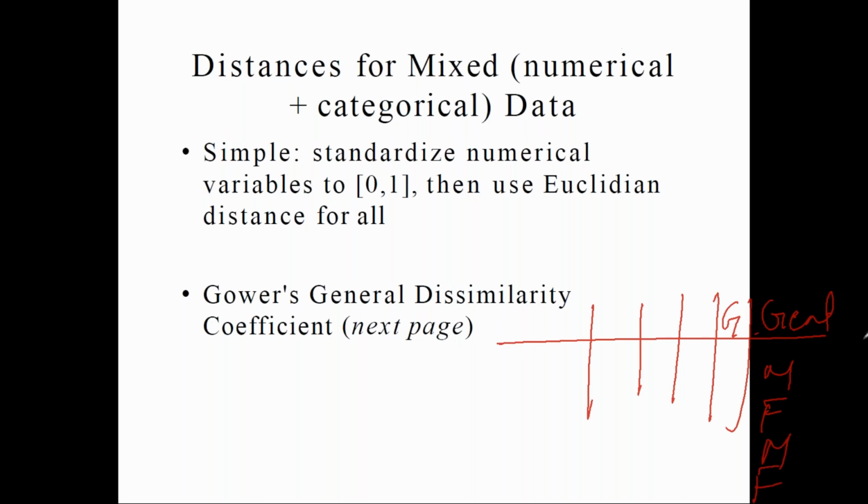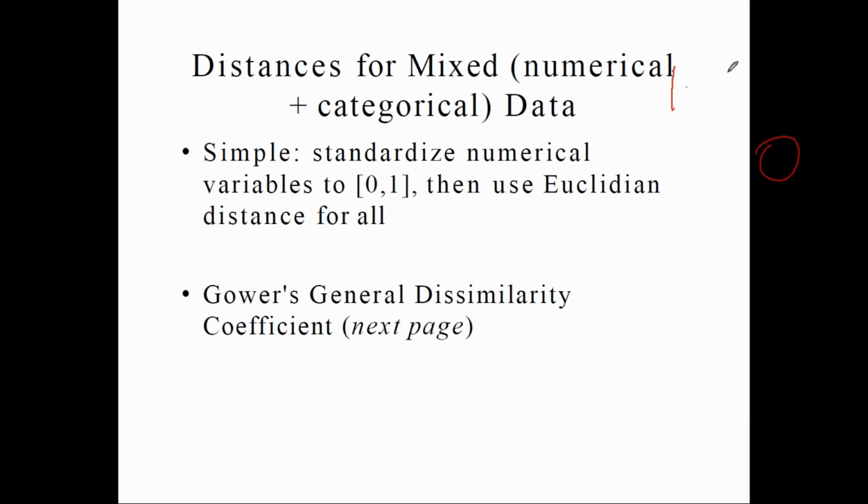So if you have this column, you should make it 0 and 1. 1 for male, 0 for female. You should convert that into a dummy variable. Here it is a typing mistake, don't get confused. Standardize numerical variables to 0, 1 is wrong. You should not standardize numerical variables to 0, 1. It should be categorical variables or discrete variables that you convert to 0, 1. Then use the Euclidean distance for all. This is a simple method.